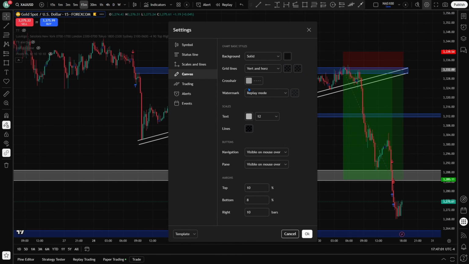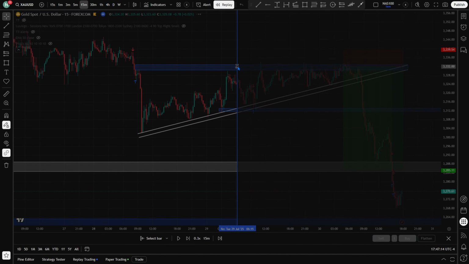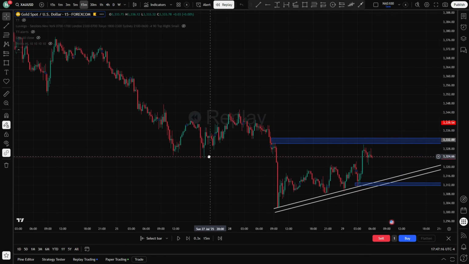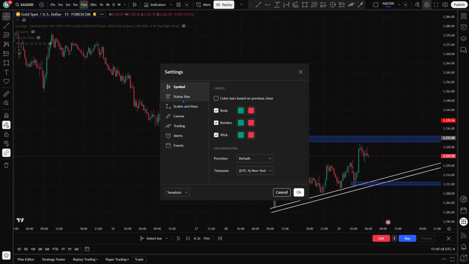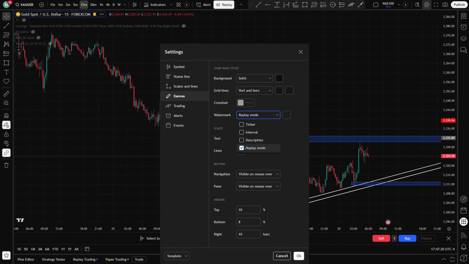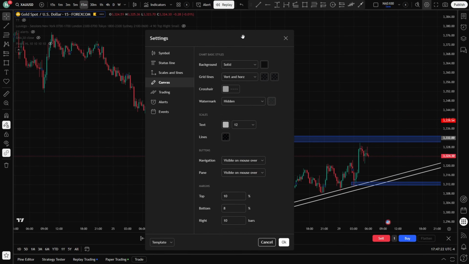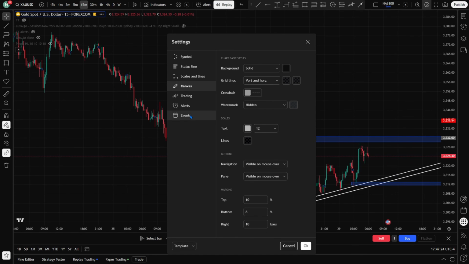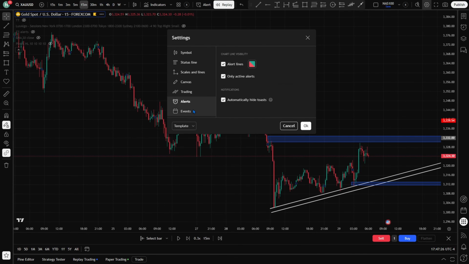And then let's see here, crosshairs, replay mode, you can take that off. That's just like the watermark when you go into replay mode. So if you have this checked and you go into replay mode, you will see it right in the middle of replay mode, which is kind of distracting. So you can just take that off and then it'll be gone. So that's good there. And then pretty much that will be it.